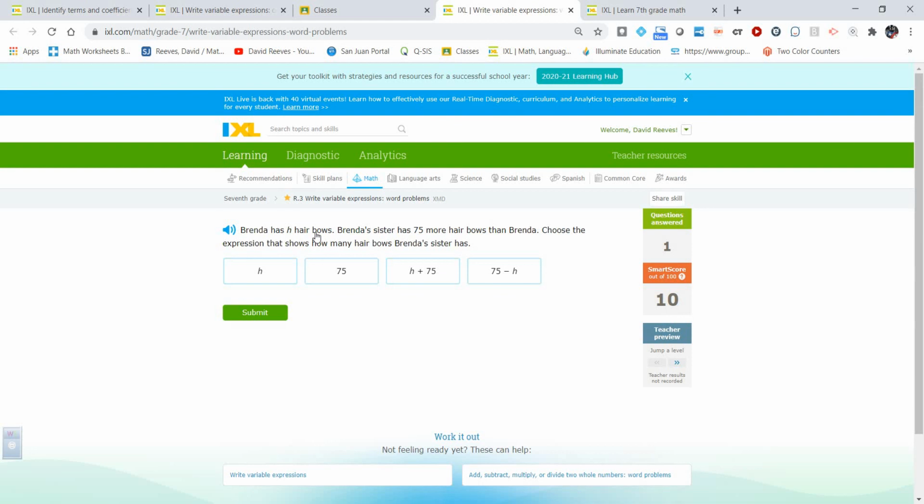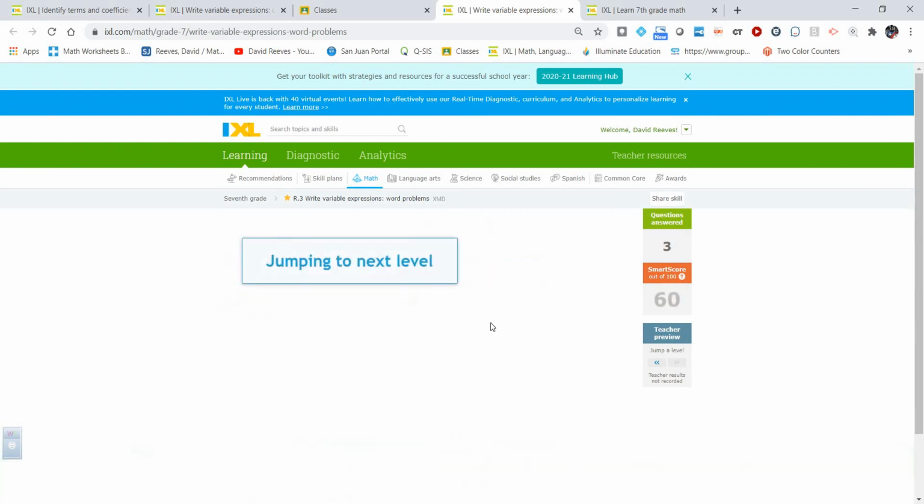Brenda has H hair bows. Brenda's sister has 75 more than. 75 more than tells me I'm going to add. Brenda's sister has 75 more than Brenda has. All right. What about this one? Julie had 49 red peppers and G green peppers. Choose the expression that shows how many peppers she has. How about 49 plus G? So if this were 10, again, you'd do 49 plus 10, wouldn't you? So it's 49 plus G.